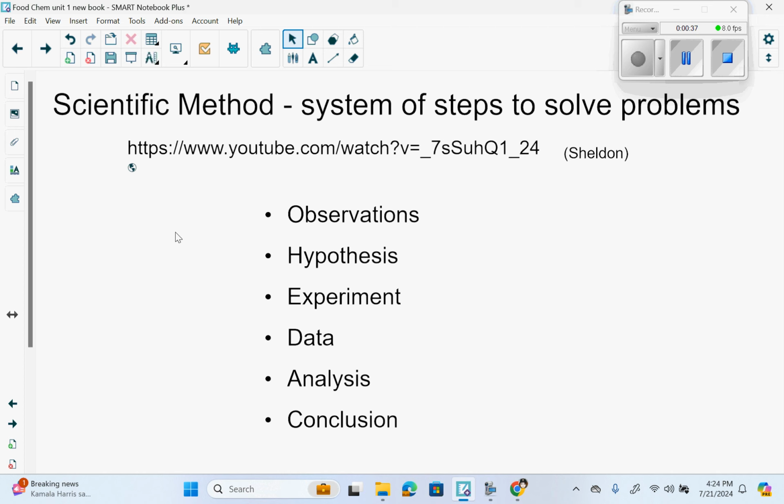So all science courses use the scientific method, which is the system of steps to solve problems. You've probably seen these in your other courses, especially if they were taught by me. This never changes. The scientific method begins with observations, then there's a hypothesis, which is your educated guess. There are the experiments, the data that you collect from the experiments, the analysis of that data, and then the conclusion. Never changes.